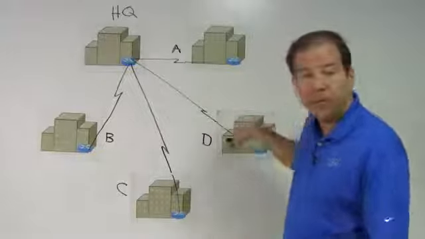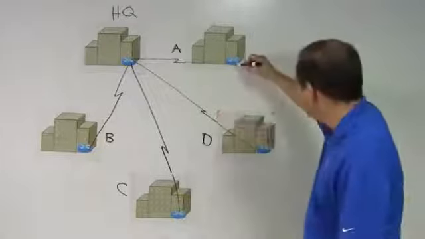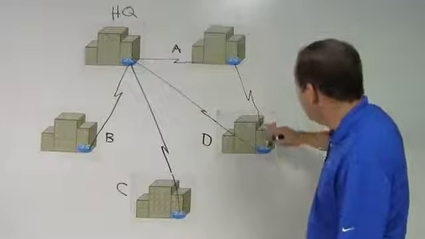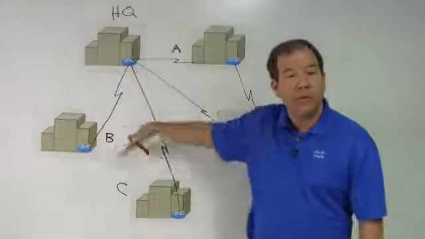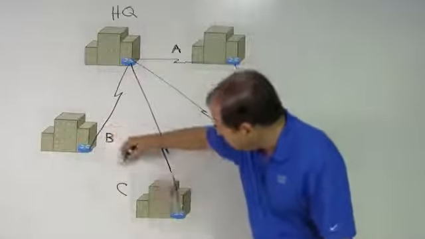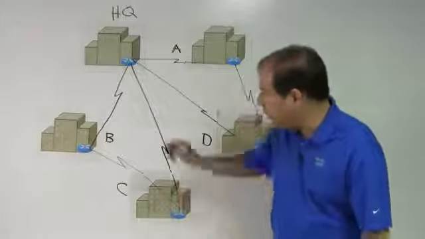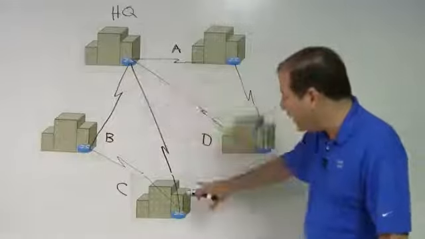Because there is frequent communication between A and D, let's add a link. That way we don't have to go from A to HQ back to D. There's frequent communication between B and C. Let's add a link. That way we don't have to go from B to HQ down to C.